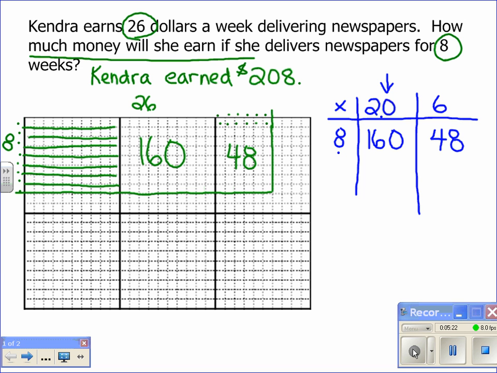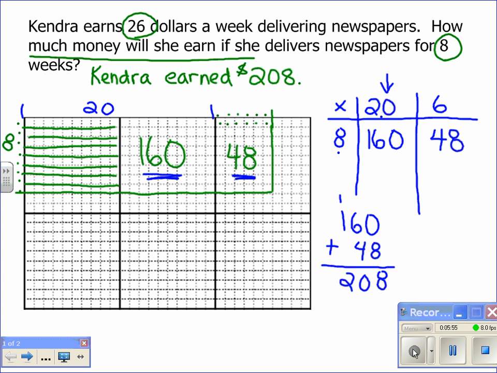So if I add this together, I'll find out how much 26 groups of 8 is. 160 plus 48 is 208. Those are the same numbers we had over here. Our diagram is a way of doing what we did with our base 10 blocks or our base 10 paper. Because here we have 20 groups of 8, and here we have 6 groups of 8, which is exactly what we did over here, just without the grid paper.